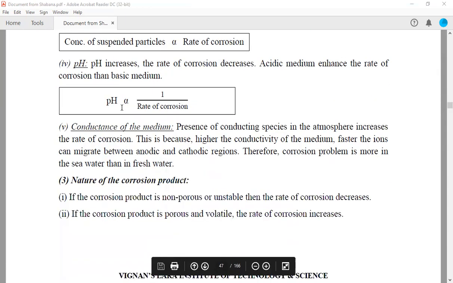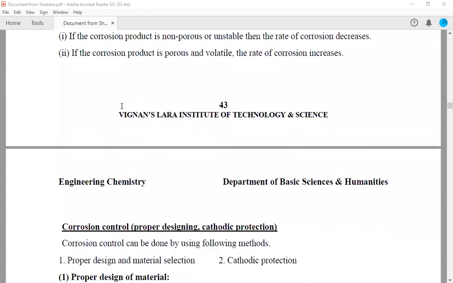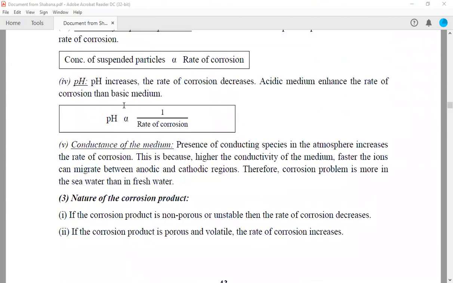Coming to the third factor, which is known as the corrosion product. If the corrosion product is non-porous and stable, then the rate of corrosion is decreased. If the corrosion product is porous, porous means it allows both liquid or gases to pass through it, and volatile, then the rate of corrosion increases. So these are the factors affecting the rate of corrosion.